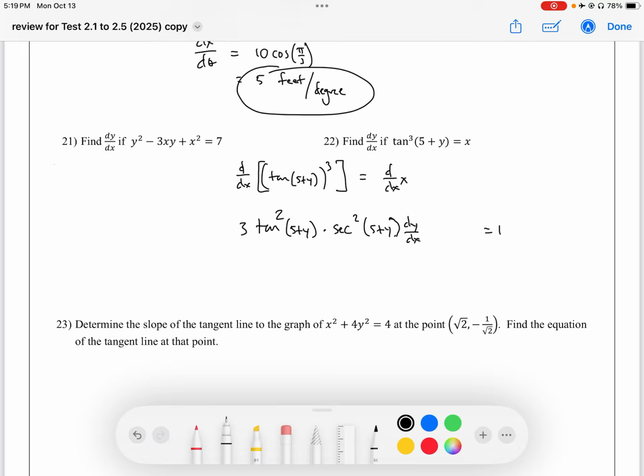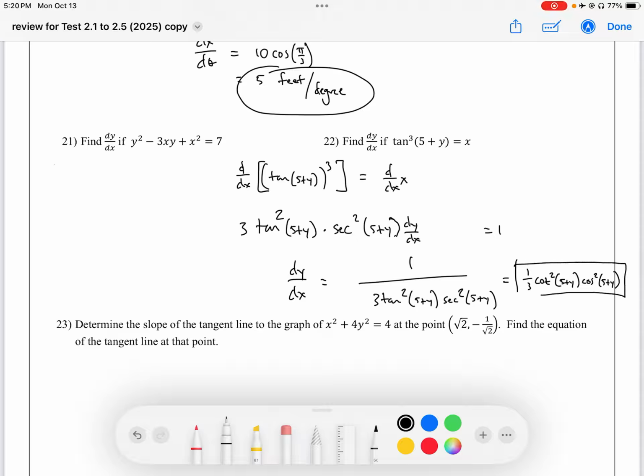So now I just need to divide everything by this. Now tangent is sine over cosine and secant is 1 over cosine, so it doesn't really simplify too nicely. So we're just going to say dy/dx in this case is equal to 1 over 3 tangent squared of (5 plus y) secant squared of (5 plus y). We could also write that as 1/3 cotangent squared of (5 plus y) times cosine squared of (5 plus y), which is probably a little bit nicer because there's no real good reason to keep tangent and secant down in the denominator when we can just put their reciprocals in the numerator.